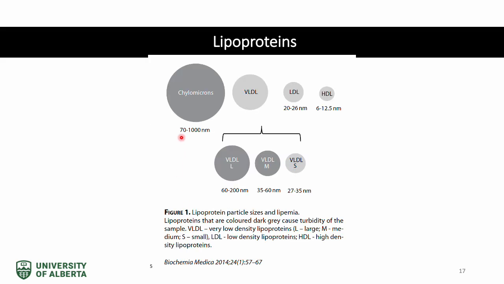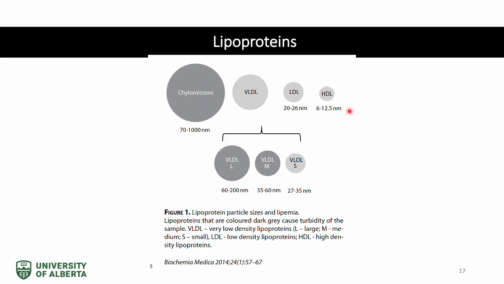The diagram on this slide illustrates the relative sizes of lipoproteins. Chylomicrons are the largest. They are 70 to 1,000 nanometers in diameter. Very low density lipoproteins, known as VLDLs, range in size between 27 to 200 nanometers in diameter. Low density lipoproteins, LDLs, range in size from 20 to 26 nanometers.